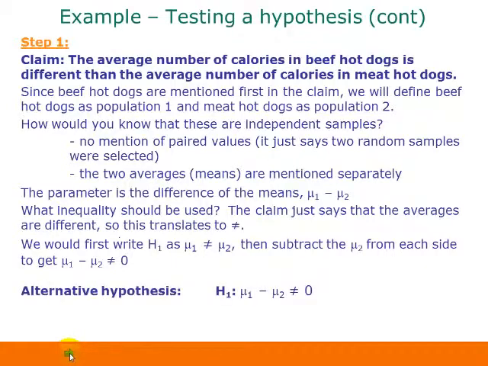Here's our alternative hypothesis, mu sub 1 minus mu sub 2 is not equal to 0. Our null hypothesis is that mu sub 1 minus mu sub 2 is equal to 0.